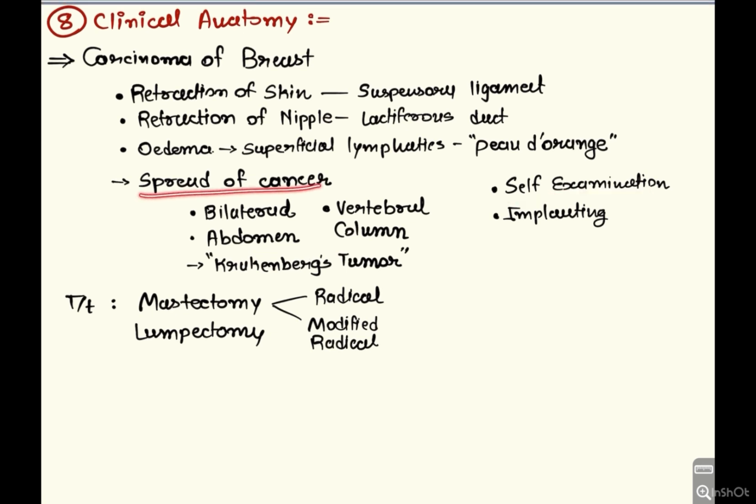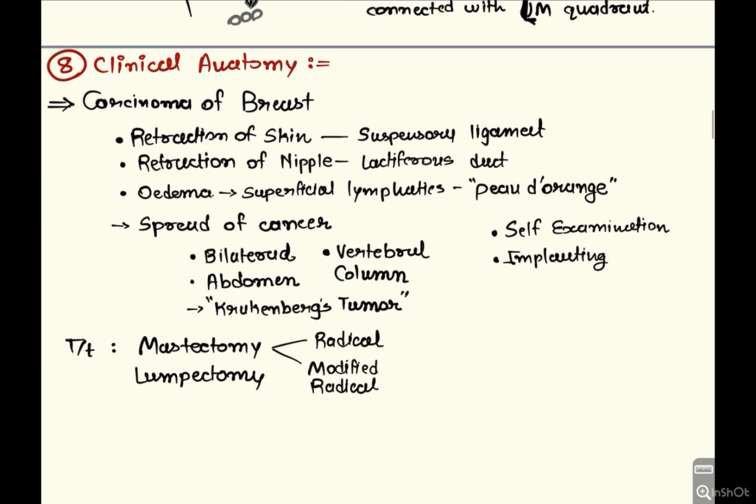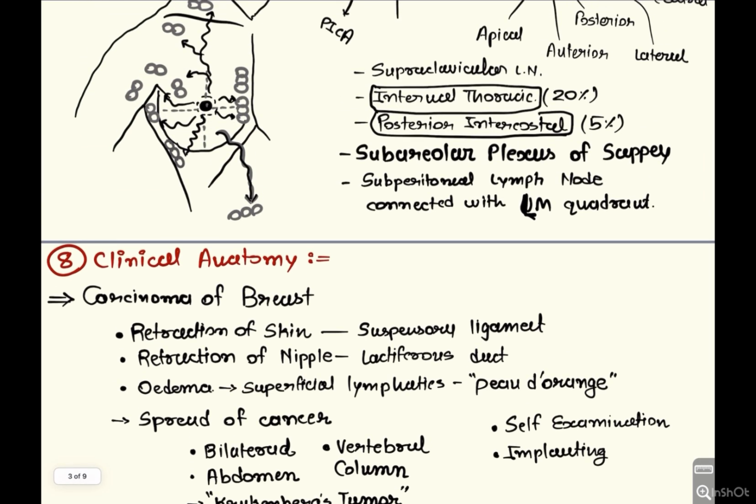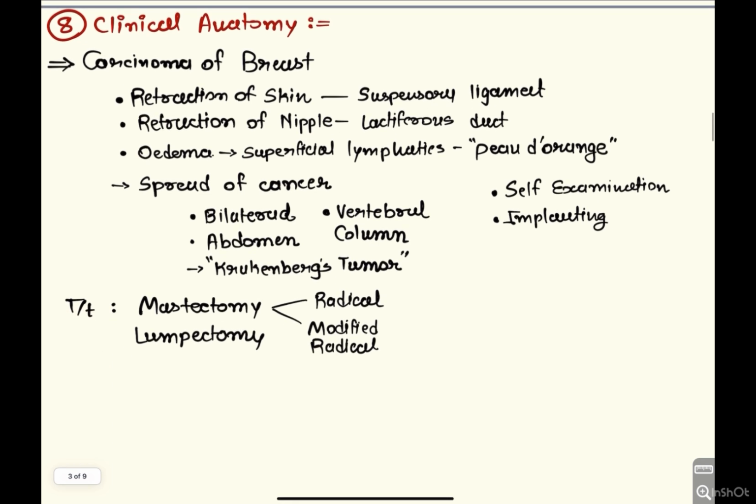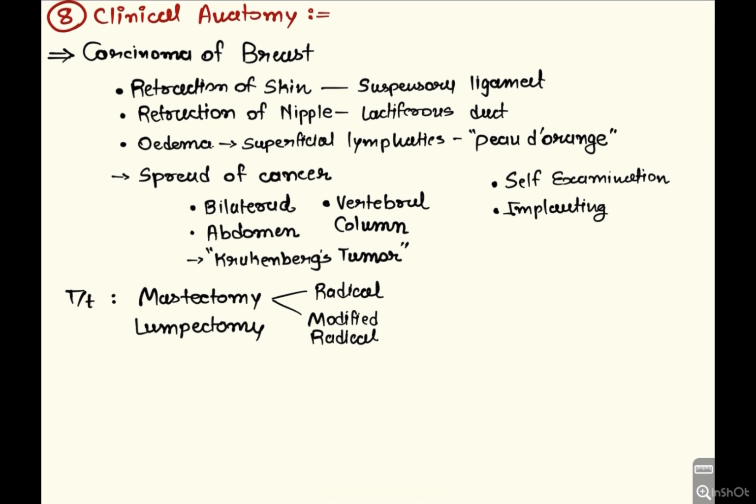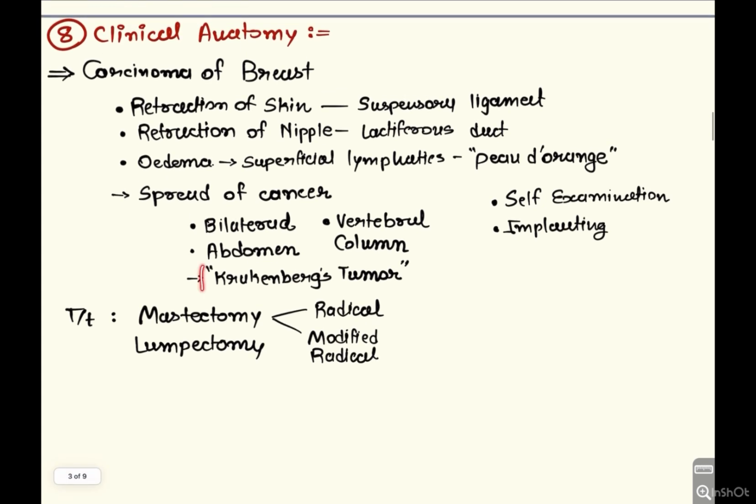Now let's see the spread of the cancer. As we know, the breast is drained by three sets of lymph nodes: axillary, internal thoracic, and posterior intercostal lymph nodes. But as I mentioned earlier, the lower medial quadrant also drains into the subperitoneal lymph nodes. So a tumor from the lower medial quadrant can spread to the peritoneal cavity, the abdomen or the pelvis. Sometimes women also have cancer of the ovary due to breast cancer, where the breast cancer has metastasized to the ovary. This kind of tumor is known as Krukenberg's tumor.